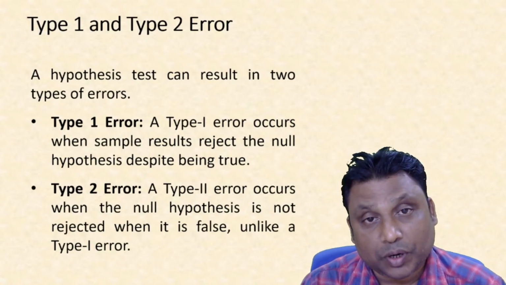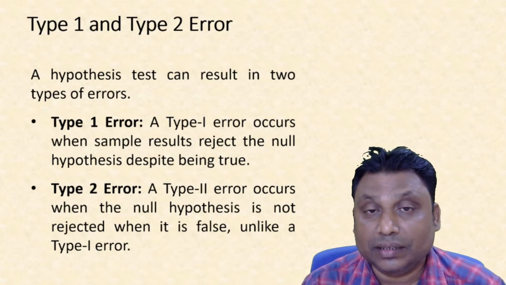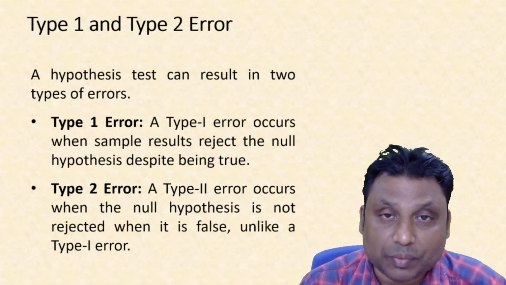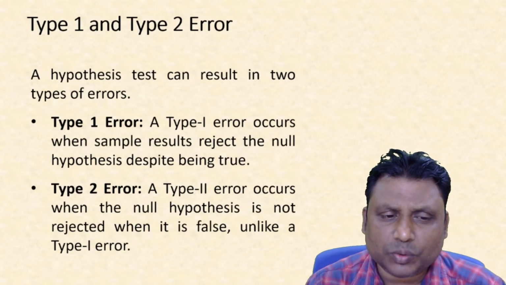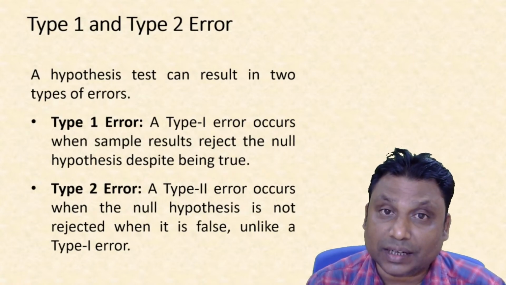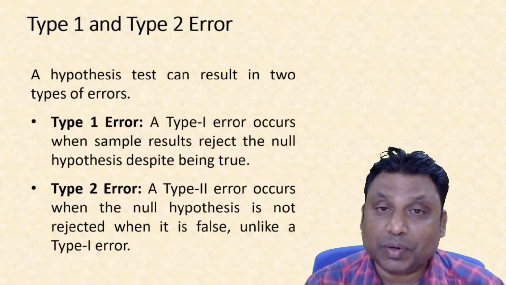Similarly, what is type 2 error? If a null hypothesis is rejected and the alternative hypothesis may be accepted, then we can say that this is a type 2 error. But in the formal definition, a type 2 error occurs when the null hypothesis is not rejected when it is false, unlike a type 1 error. So that means what happened?